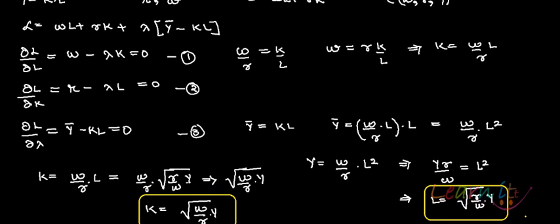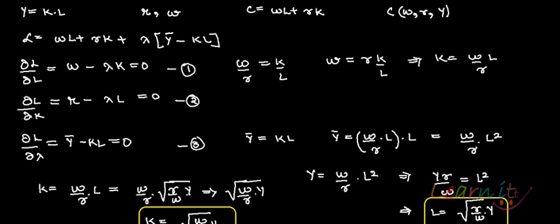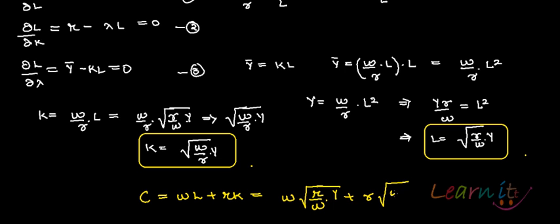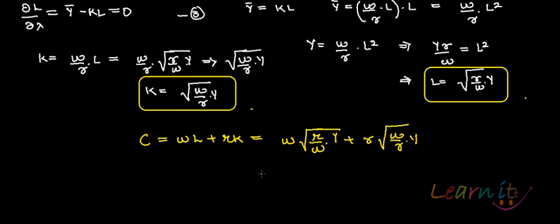Now you have K, you have L, you have to just substitute it back into the cost function. So what is the cost function? The cost function was C equals WL plus RK. In place of L you can write root of R by W into Y. In place of K you can write root of W by R into Y. So this is what the cost function is.